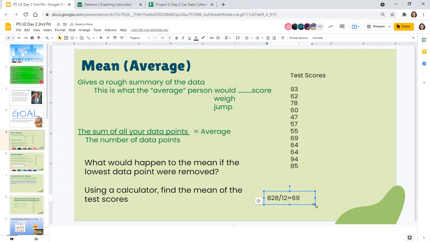So what would happen if the lowest data point were removed? What would happen to the average? It would increase. Yeah, that makes sense, right? The average would increase if we remove the lowest data point.